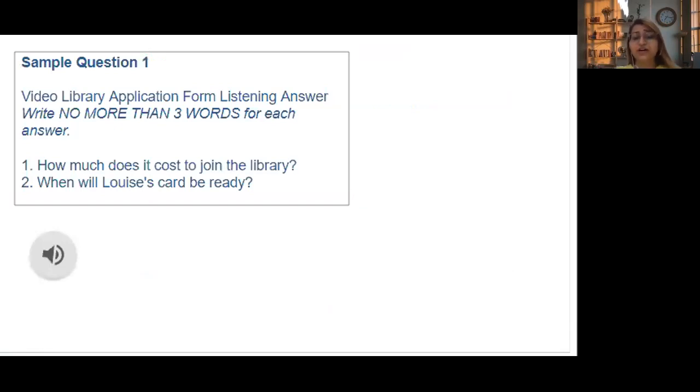So this is a form listening, video library application form listening audio. You have to listen to it. No more than 3 words for each answer you have to write. How much does it cost to join the library? So they are asking you the cost here. Second question says, when will Louis's card be ready? So when it is going to be ready, you have to write that. Okay, so I'll play the audio.